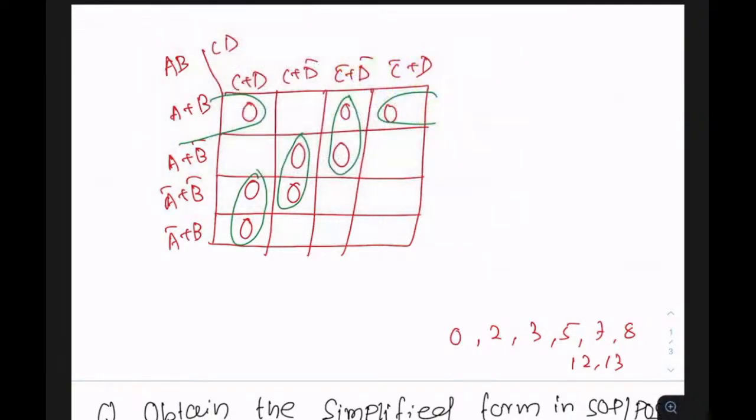Some of you might be interested in this way. So see the black color. I'll be doing a group like this, a group like this, a group like this, and a group like this. This is one more possibility. So both ways you can do.